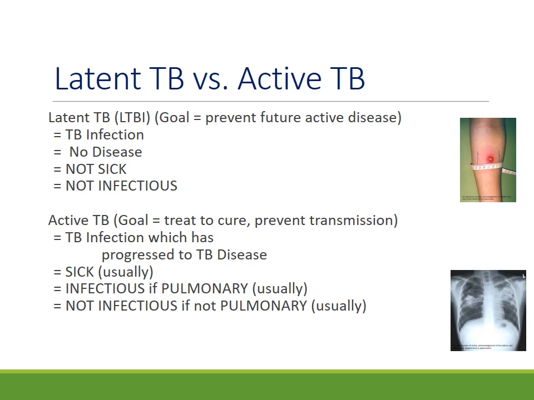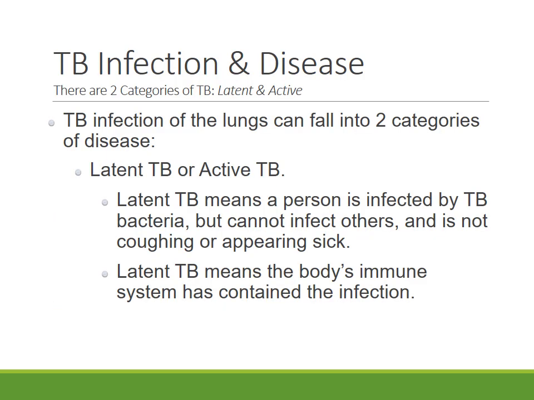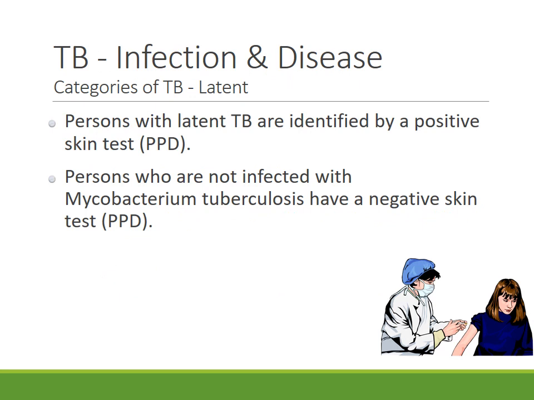TB infection and disease. There are two categories of TB: latent and active. TB infection of the lungs can fall into either category. Latent TB means a person is infected by TB bacteria, but cannot infect others, and is not coughing or appearing sick. Latent TB means the body's immune system has contained the infection. Persons with latent TB are identified by a positive skin test, PPD.